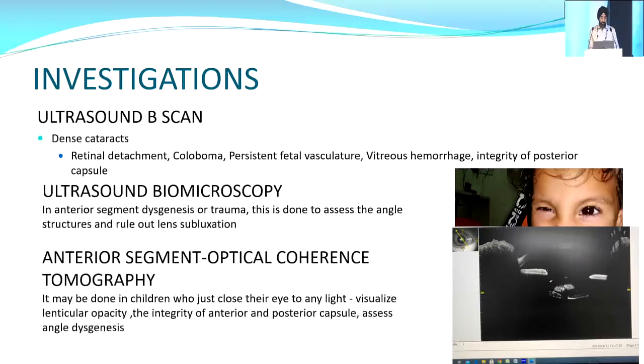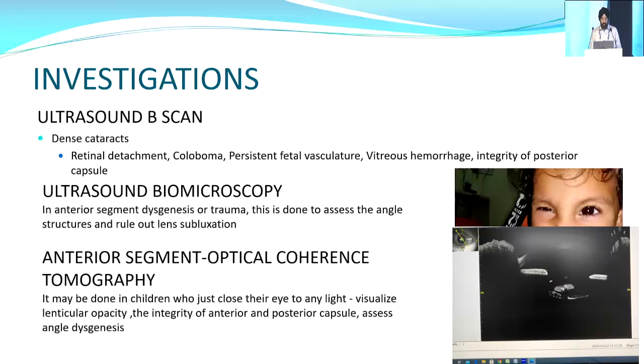So a dilated examination of the parents is also warranted, where you think that it's going to be a familial cause. Investigations, coming to the investigation, the B scan, where you don't have a view of the retina, probably for retinal detachments, PFVs, hemorrhages, all these would come up with the B scan. So just to know the integrity of the posterior segment, you need to do a B scan.